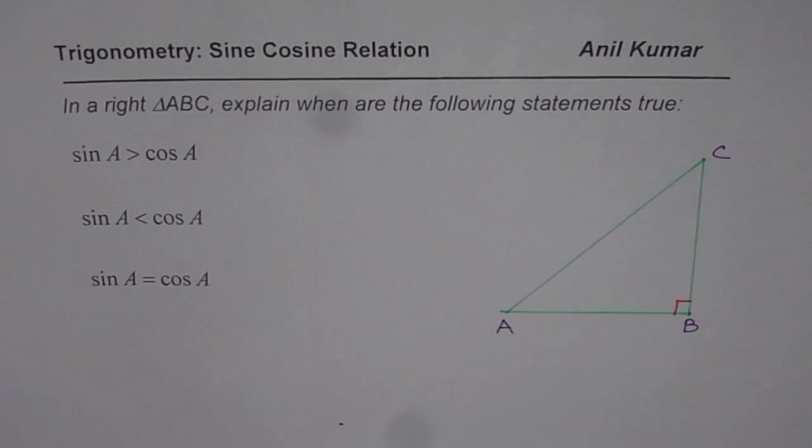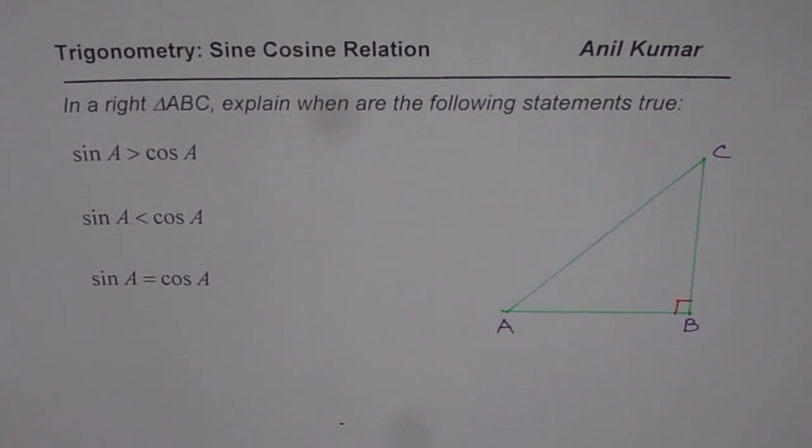I'm Anil Kumar sharing with you a very fundamental and basic question about sine and cosine relation. The question here is, in a right triangle ABC, explain when are the following statements true.